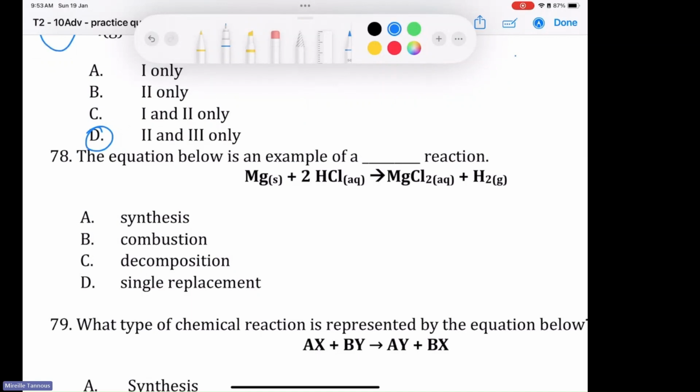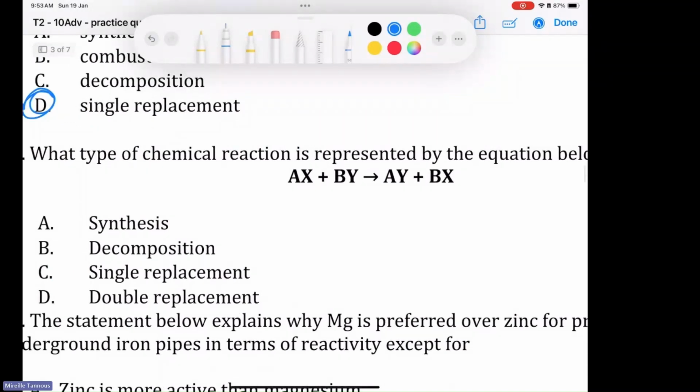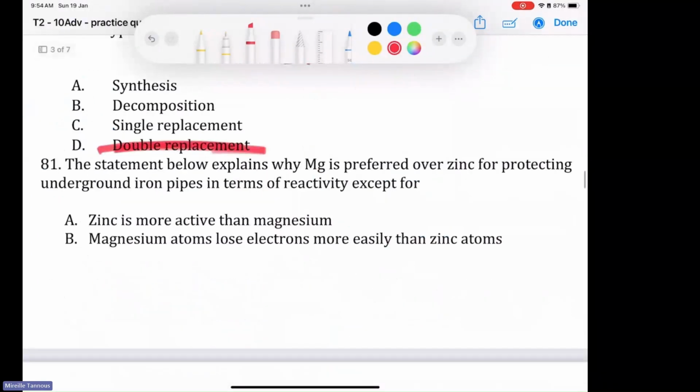Again, the equation below is an example of element, compound, single replacement or single displacement. Next, here, A and X, B and Y. Always use color code in the exam, in the quiz. So when you see the colors switched in a double way, that's a double replacement.